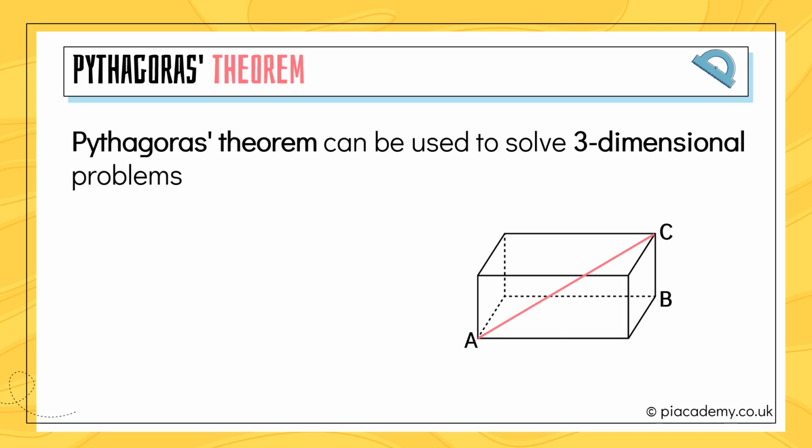Then we can do this by applying the Pythagoras theorem to the triangle ABC as shown. We get AB squared plus BC squared equaling AC squared. Pretty simple, isn't it?